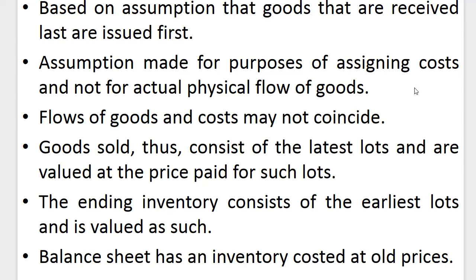But now we go to the LIFO method. The LIFO method is based on the assumption that the goods that are received last are issued first. The assumption is made for purposes of assigning costs again and not for actual physical flow of goods. So the flows of goods and costs may not coincide, as in the case of FIFO. Goods sold thus consist of the latest lots and are valued at the price paid for such lots. The ending inventory consists of the earliest lots and is valued as such. The balance sheet shows inventory costed at old prices.